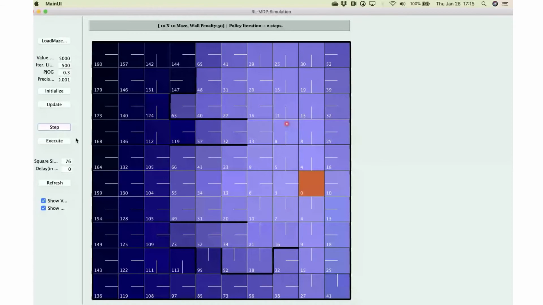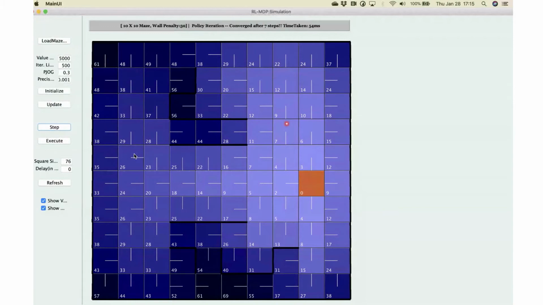So let's just run a few more iterations. And after 7 iterations, the algorithm stops. And in this case, it really stops because it found the optimal policy. So there's no approximation whatsoever going on here. This is really the optimal thing.